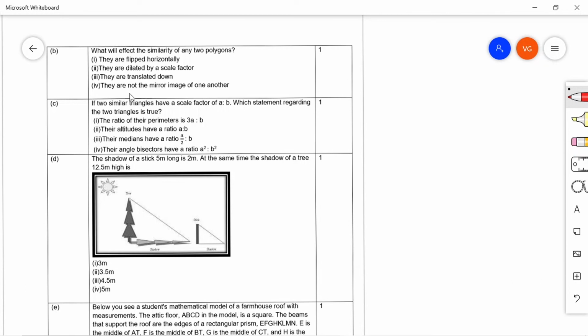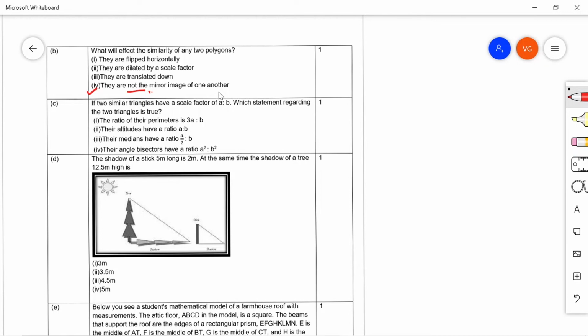See here they have given they are not mirror images of one another. If they are mirror images, then we can say similarity. As they are telling they are not mirror images, so this you can select as the correct option.